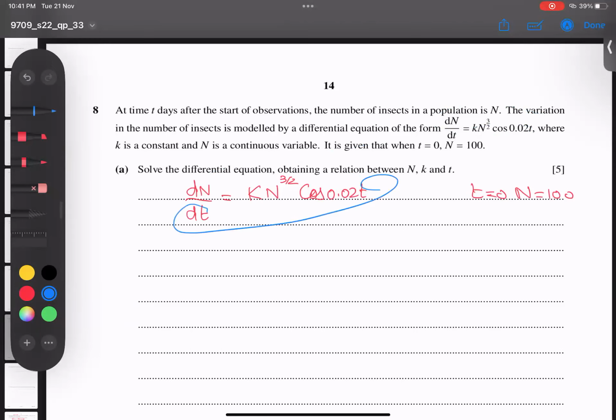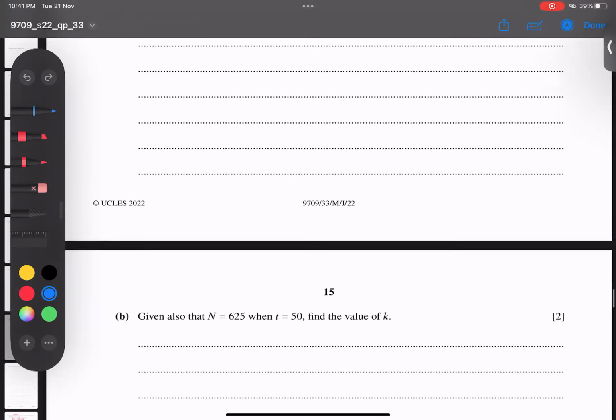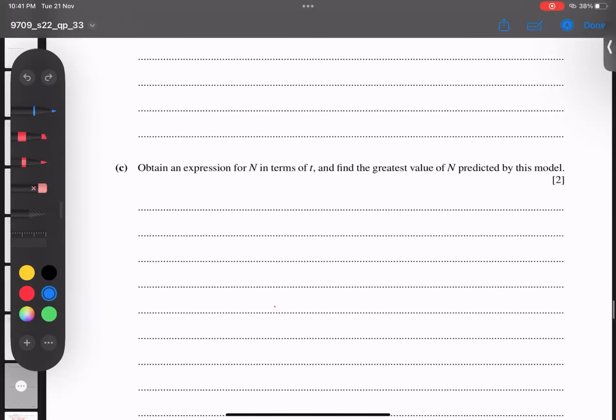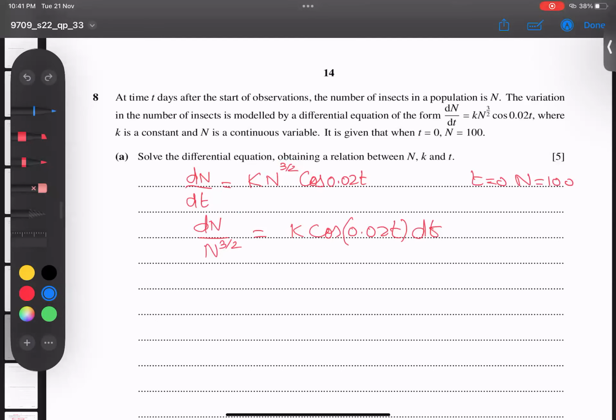So dt will go there, and you can see this one shifts there. We need to find N in terms of t. Part number two we know, and for part number C we can see N in terms of t, it means N is the subject, so that is the objective. That is the reason I brought this N under it. So I brought all N to the left hand side and all t to the right hand side. This point is very clear.